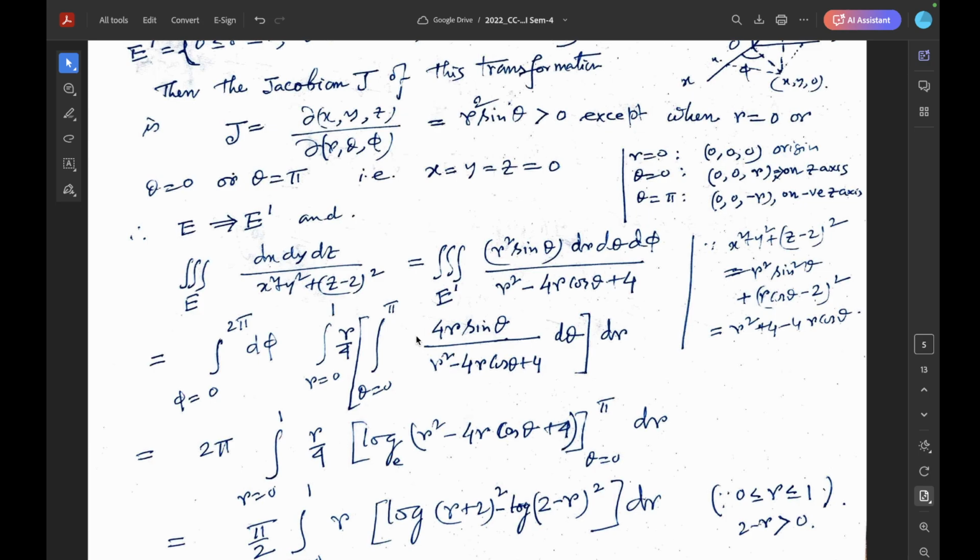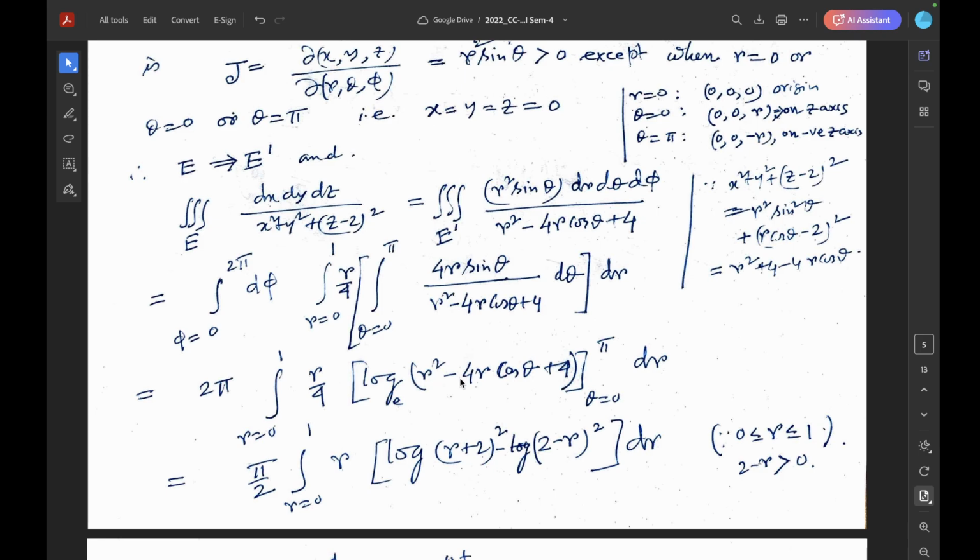So in this integration the 4 cancels, so we have 4r sin theta by r square minus 4r cos theta plus 4, d theta dr. This is the log of r square minus 4r cos theta plus 4. If we put r square minus 4r cos theta plus 4 equal to z, then 4r sin theta d theta equals dz. With theta limits 0 to pi: when theta equal to pi, cos theta equal to minus 1, so we get r square plus 4r plus 4, that is r plus 2 whole square. And when theta equal to 0, cos theta is 1, so r square minus 4r plus 4 equals 2 minus r whole square, because r is less than or equal to 1 for the unit sphere, so 2 minus r is greater than 0.